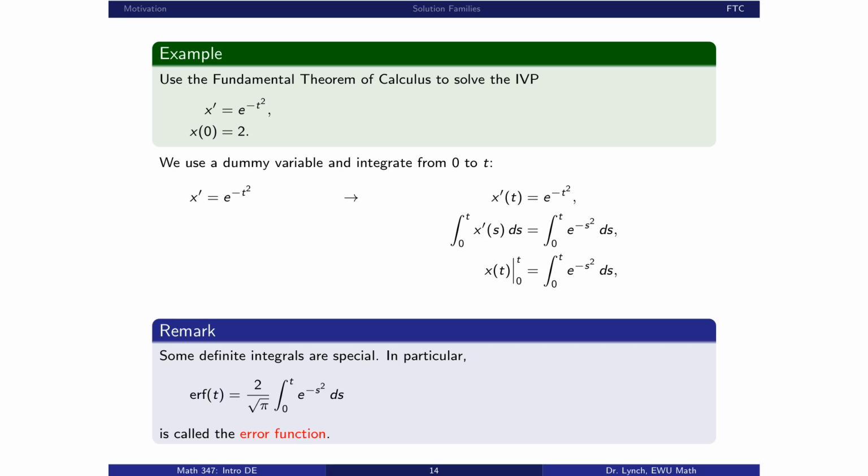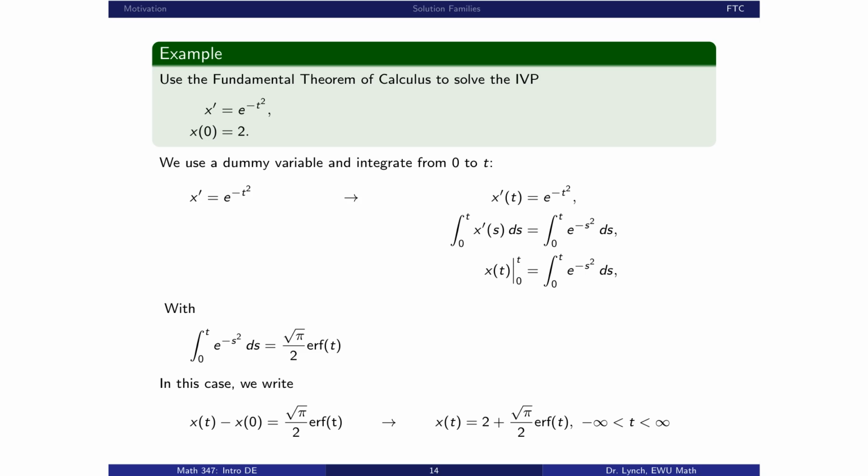So we can actually express the solution of this initial value problem in terms of that error function by manipulating this definition of the error function. So in this case, we see that the integral from 0 to t of e to the minus s squared ds is equal to the square root of pi over 2 times the error function of t, so that x of t, once we substitute x of 0 equals 2, can be expressed as 2 plus square root of pi over 2 times the error function. The error function turns out to be a perfectly good differentiable function on minus infinity to infinity. So again, the interval of existence in this case is from minus infinity to infinity.